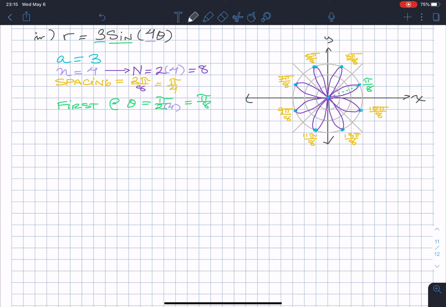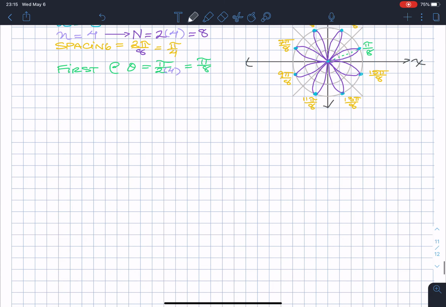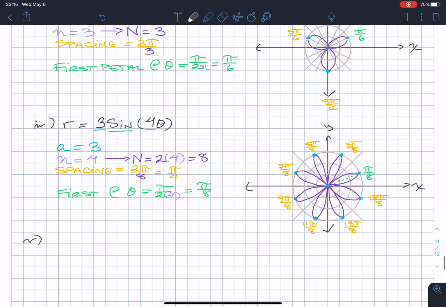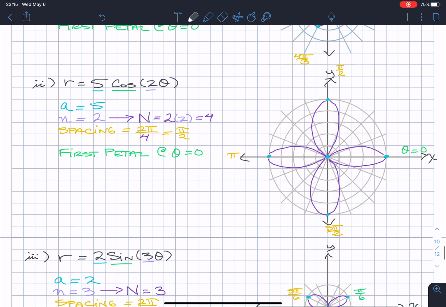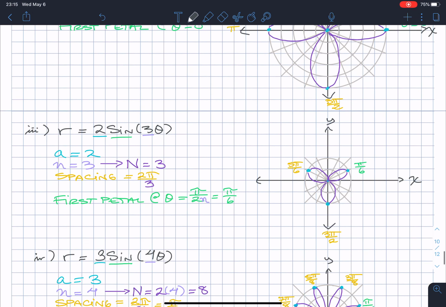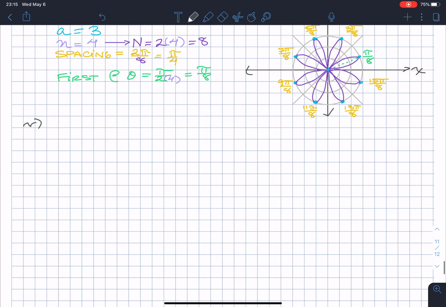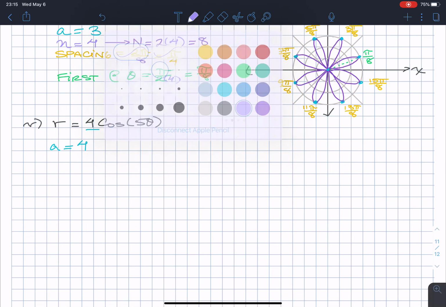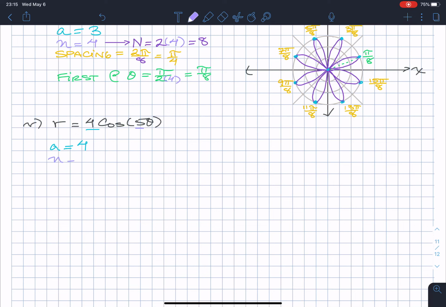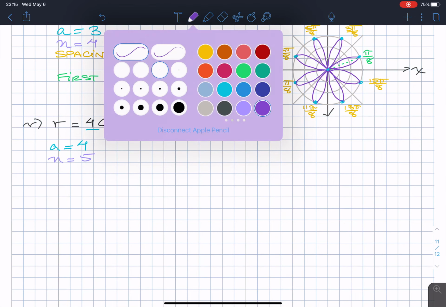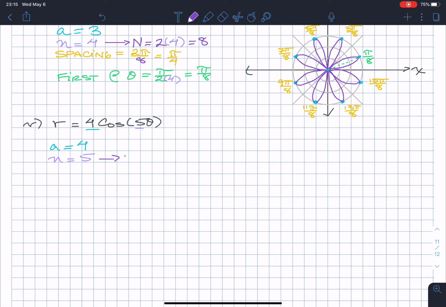So let's see, number 5 for good measure. Only because I've done 8 petals, 3 petals, 4 petals, and 3 petals. So I wanted to show you 5 petals because that's kind of my favorite. So let's do r equals 4 times cosine of 5 theta, only because cosine is easier to deal with. So my petal length is 4. The coefficient of theta, n, is 5, which is odd. So the number of petals, n, is 5.